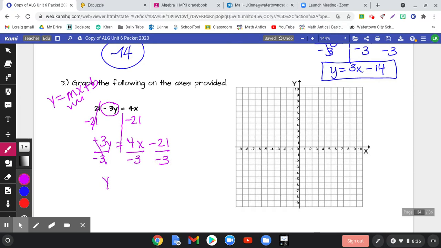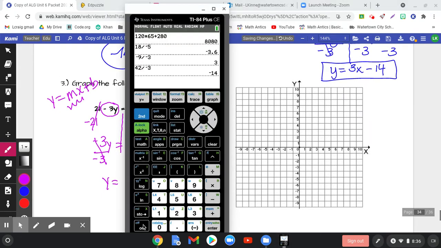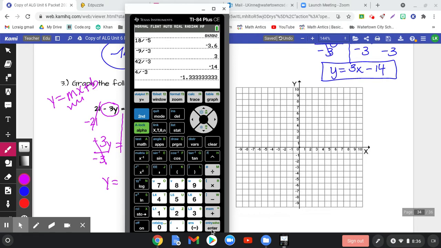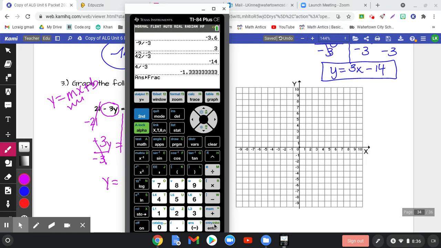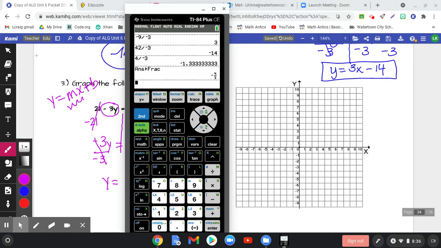And you're left with y equals 4 divided by negative 3. You don't want to leave it like that. How are you going to use that to graph? So we just hit math, enter, enter. We'll change it to a fraction, negative 4/3.